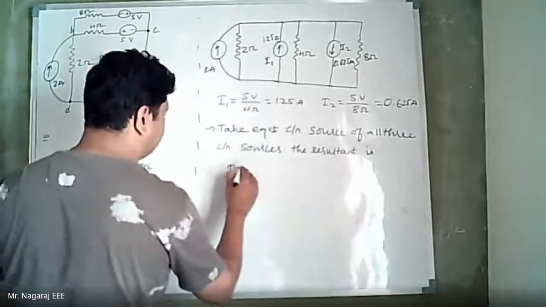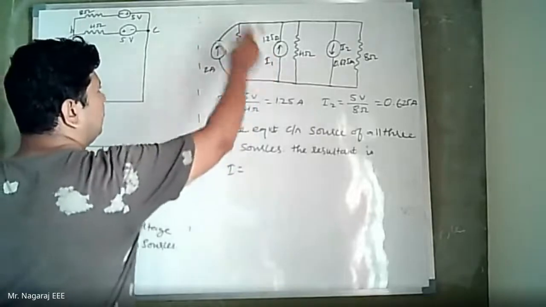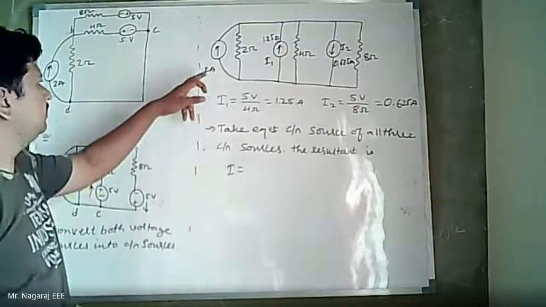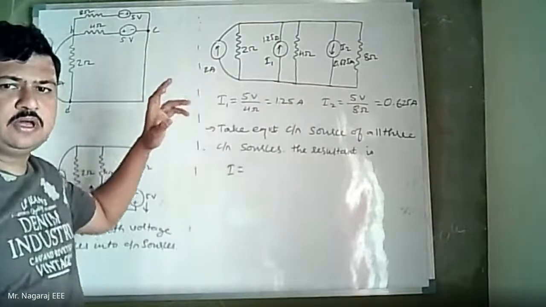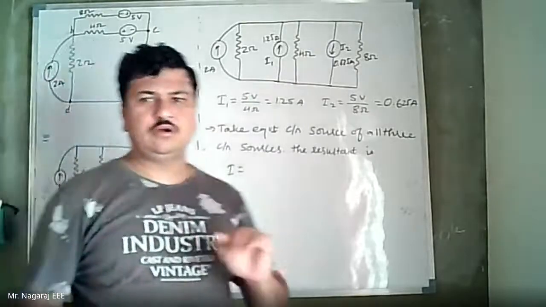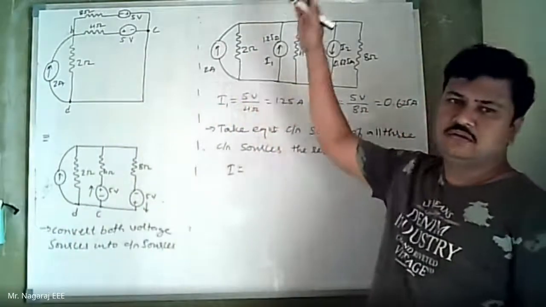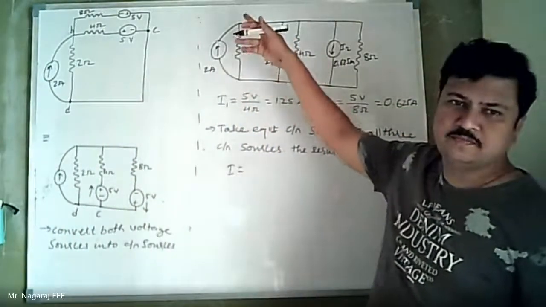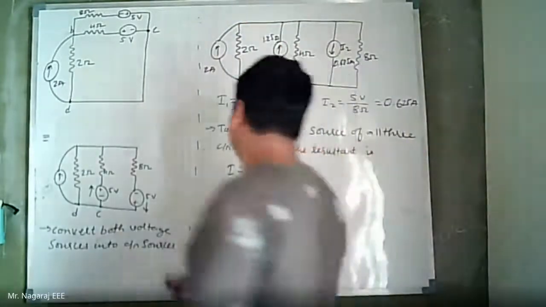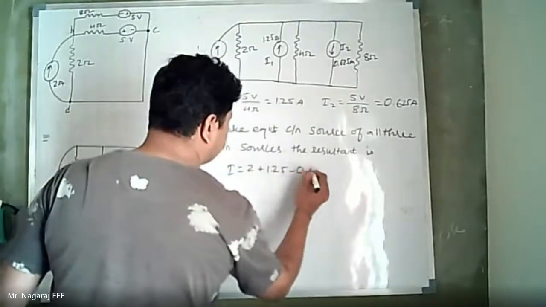I is equal to, see, 2 amperes is upward, 1.25 ampere is upward, 0.625 ampere is downward. Now, the larger values of currents are upward, so I will take upward current as positive. There is no compulsion that upward current should be positive and downward current should be negative. There is nothing as such. Because the larger values are in the upward direction, I will be taking the larger values as positive. Generally, we do this. So it will be 2 plus 1.25 minus 0.625.